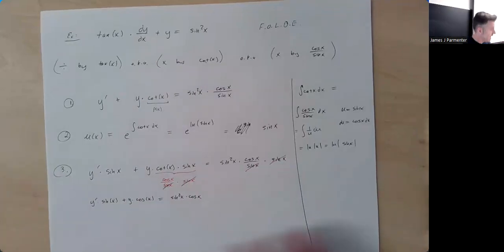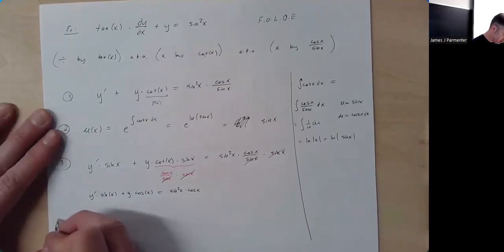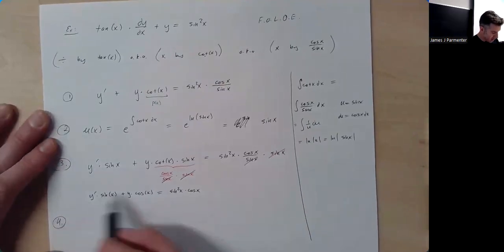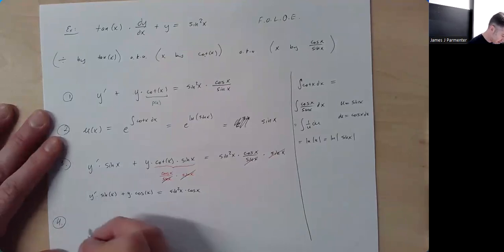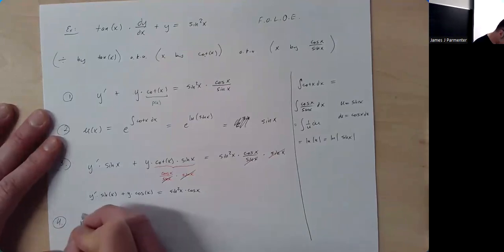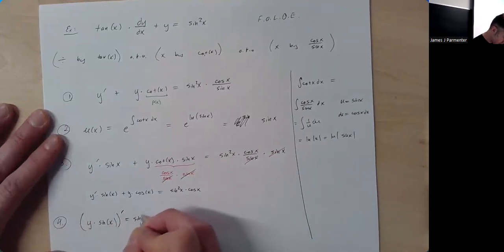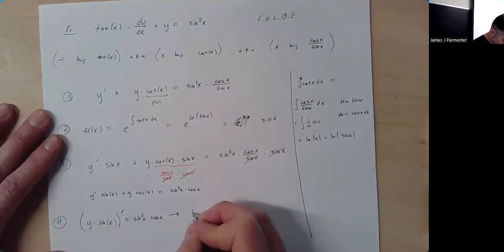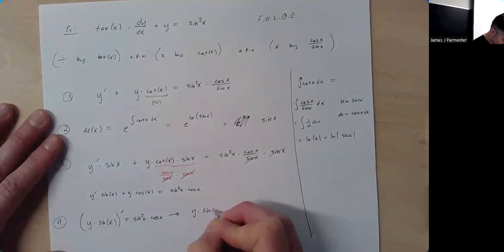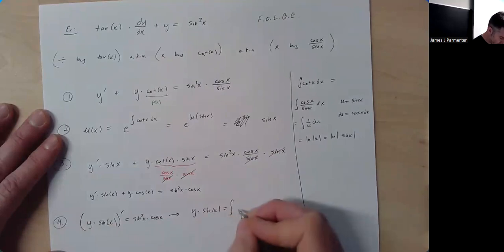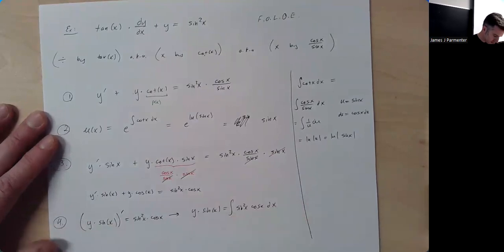As is always the case, the left-hand side is going to be the derivative of the product. Just take your y prime thing and drop the prime. So that's going to be the product y times sine of x. It's going to be the derivative of that equal to sine squared x times cosine of x, which means that y times sine of x is going to equal the antiderivative of sine squared x times cosine of x dx.